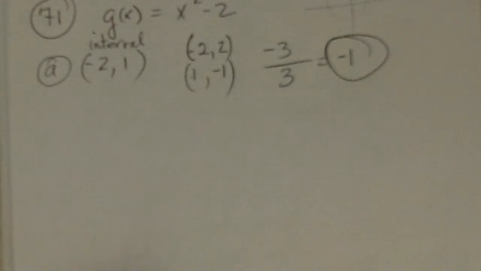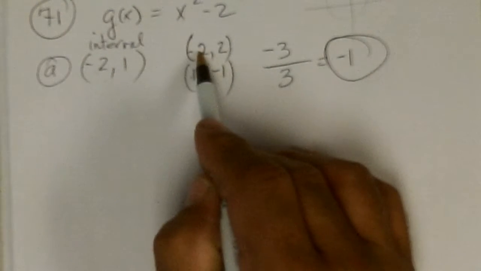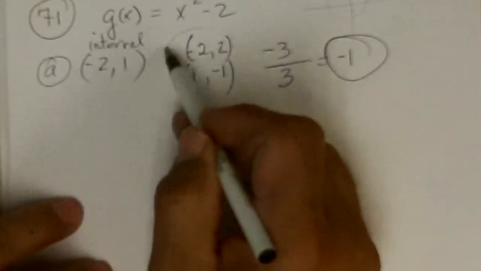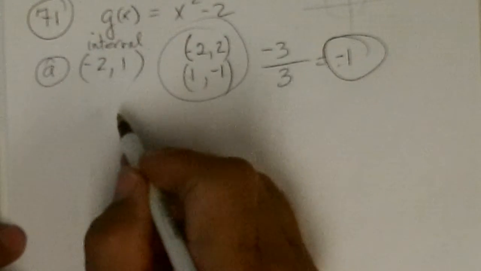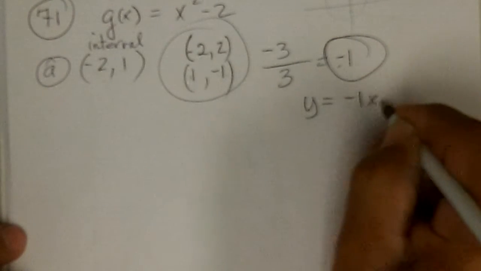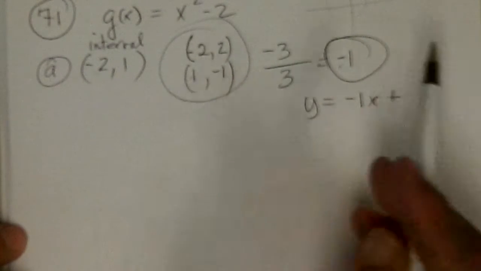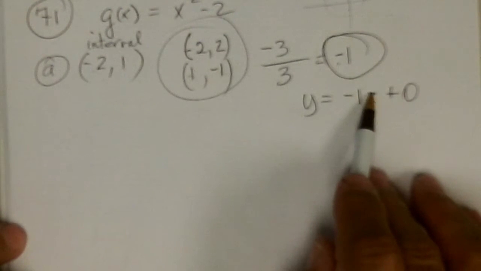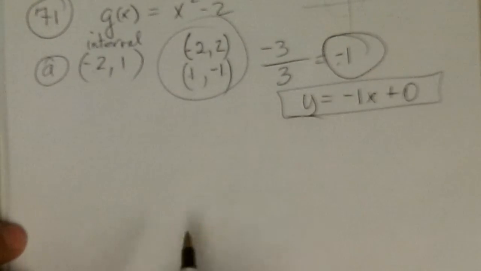Part B, find the equation of the secant line containing negative 2, g of negative 2, which was 2, and 1, g of 1. So we just want the line that goes through these 2 points. Slope is minus 1, so we could write it in point slope or slope intercept. It's y equals negative 1 x plus, and if we put in 1, we get negative 1, and that's what we're supposed to get, so it's plus 0. If you put in negative 2, we get 2 plus 0. So there's the equation in slope-intercept form.